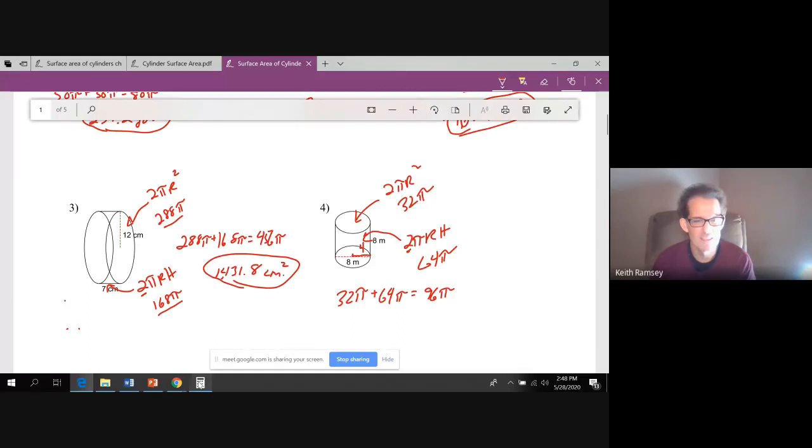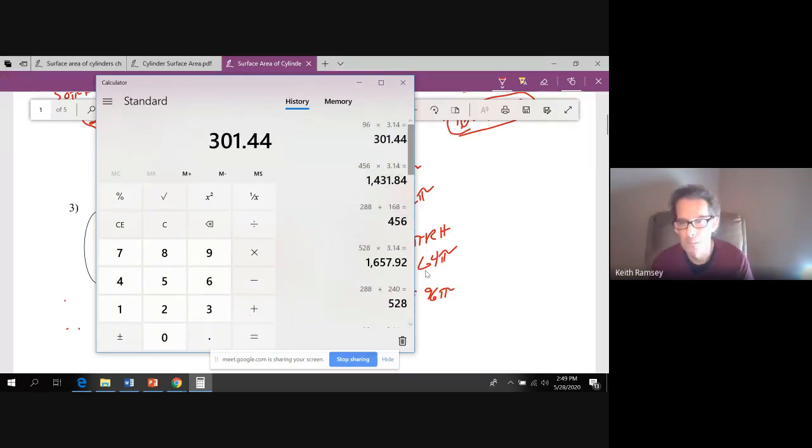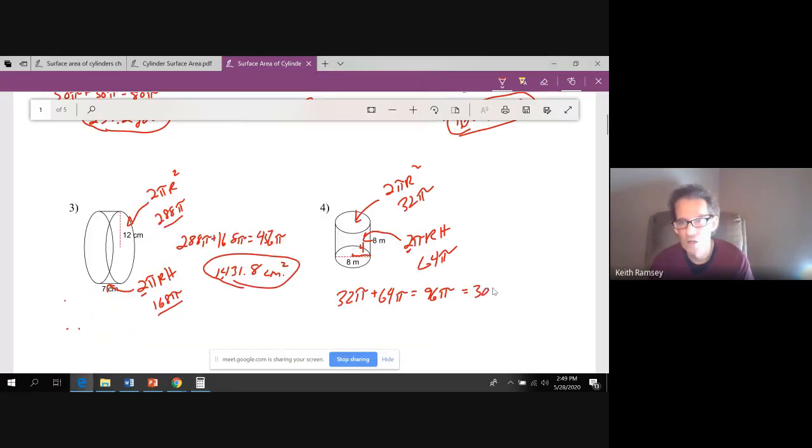Let's find out what that is together. 96 times 3.14 equals 301.44. Let's just round that to 301.4 square meters. 301.4.